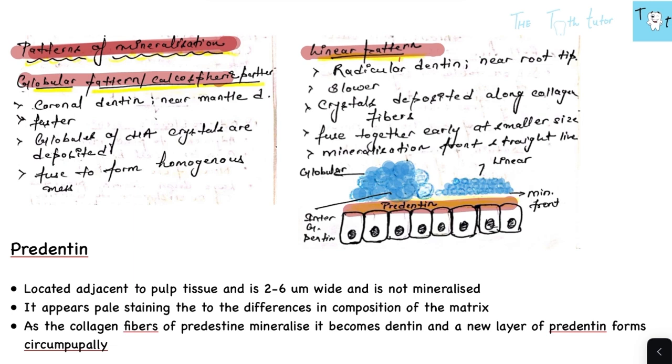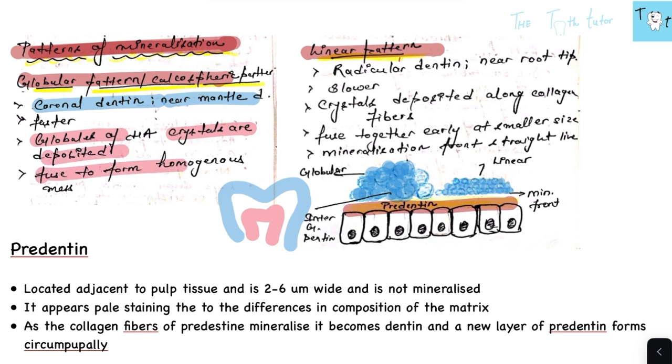Talking about the first pattern, this happens in the coronal dentin near the mantle dentin. We'll talk about that. Mantle dentin is just the first layer of dentin that is laid. So this will be near the cusp. If this is your tooth, the first layer of dentin that will be present is the mantle dentin. Then globules of hydroxyapatite crystals are deposited and they fuse to form a homogeneous mass, what I told you over here.